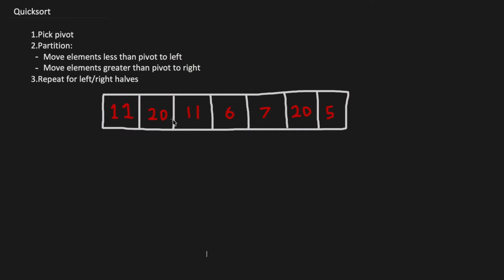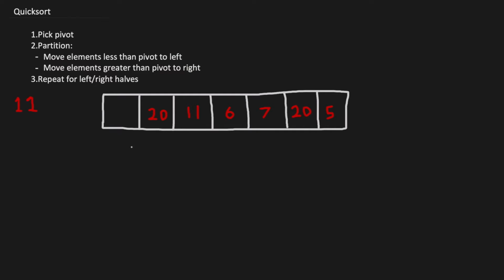So if we look at this array here, we want to pick a pivot. For simplicity, I'm just going to choose the first element, which is going to be 11. First, I'm just going to take the pivot value and move it to the side. And now that we have our pivot value, we want to partition the array. There are multiple ways you can do this.